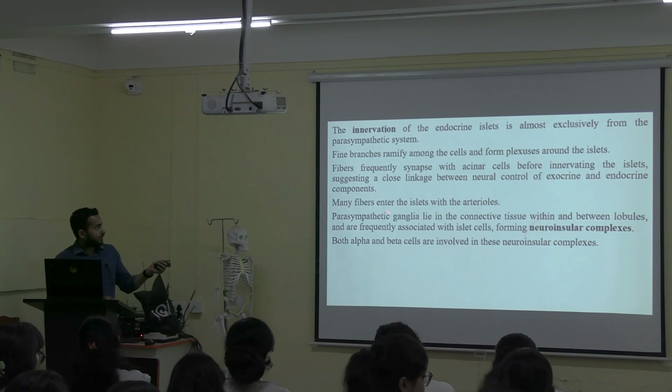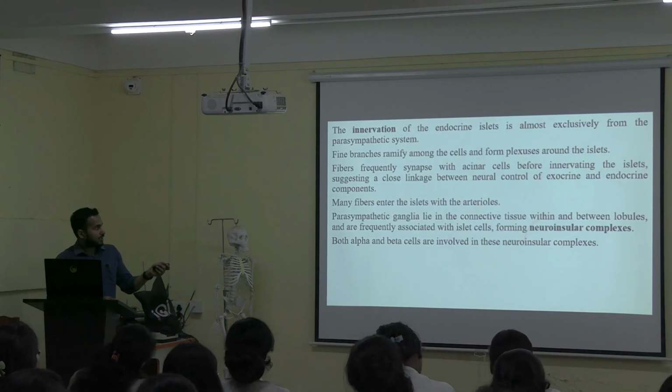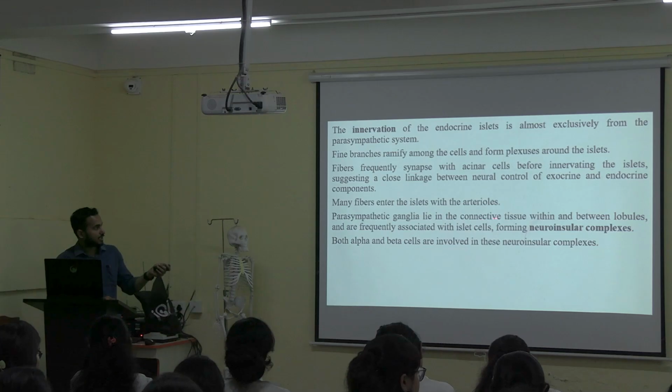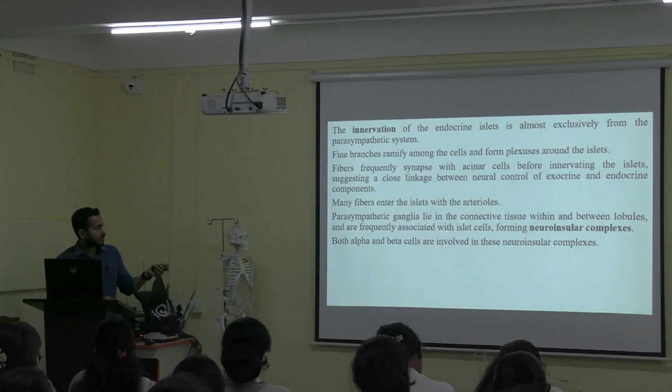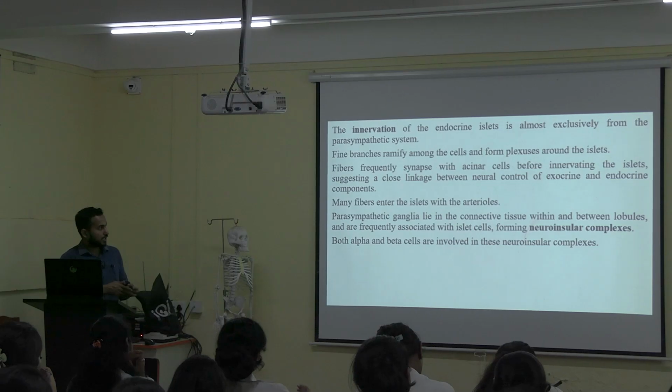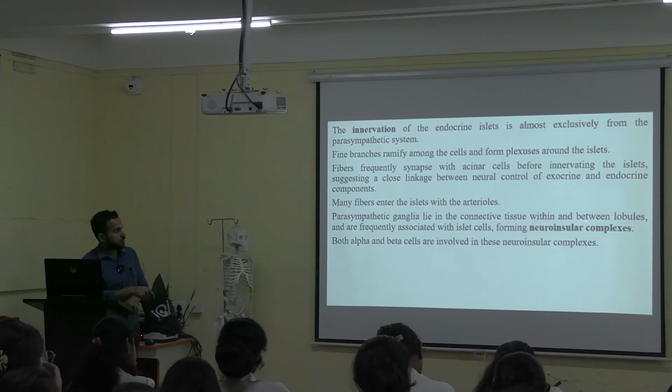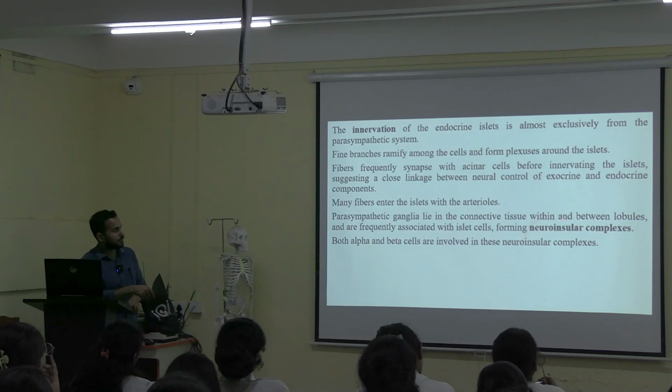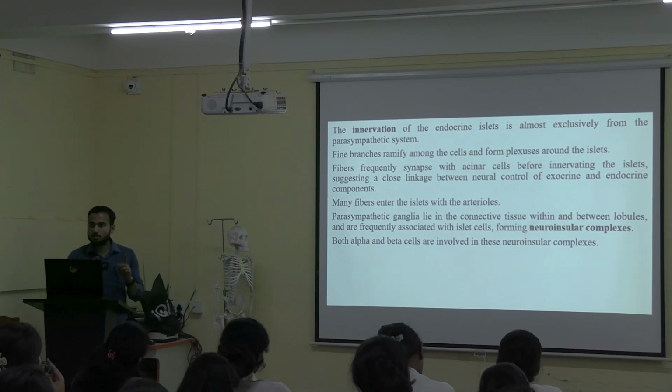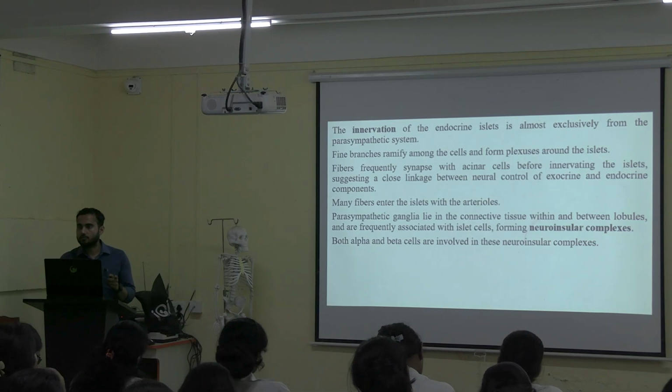Now many fibers enter the islets with the arterioles. The parasympathetic ganglia, situated in the connective tissue within the blood vessels, are frequently associated with islet cells. Now together this connective tissue with the parasympathetic nerves will form the neuroinsular complex. So the neuroinsular complex is formed before the nerves are supplying the pancreatic islets.